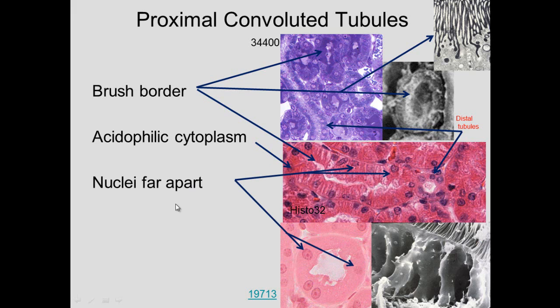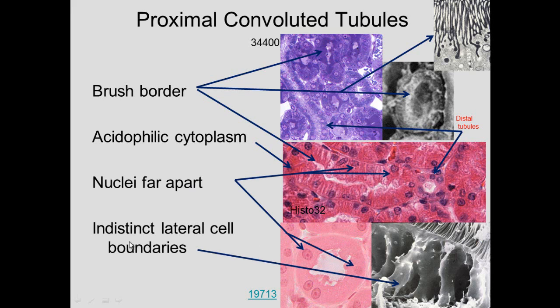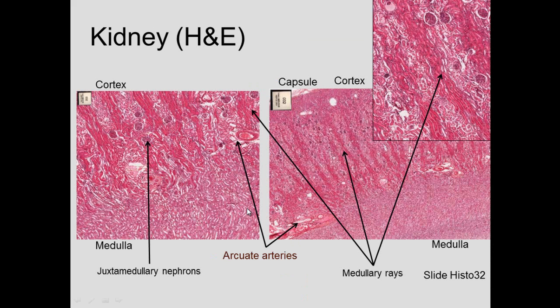Nuclei are far apart in the proximal tubule, and the boundaries are indistinct. And here you can see why. Scanning electron microscopic view showing that one cell interdigitates with another cell, and as a consequence it doesn't make a distinct boundary between adjacent cells. That's how you identify the proximal tubules. We see lots of proximal tubules in through there. Most of the tubules in here are going to be proximal tubules.